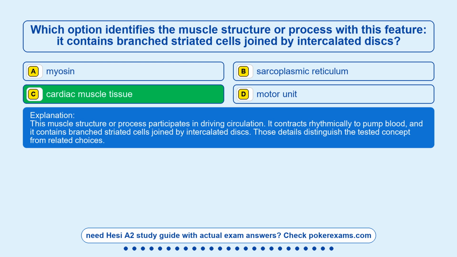This muscle structure or process participates in driving circulation. It contracts rhythmically to pump blood, and it contains branched striated cells joined by intercalated discs. Those details distinguish the tested concept from related choices.